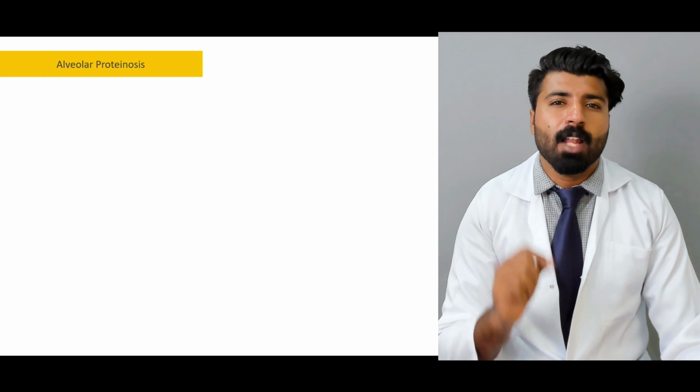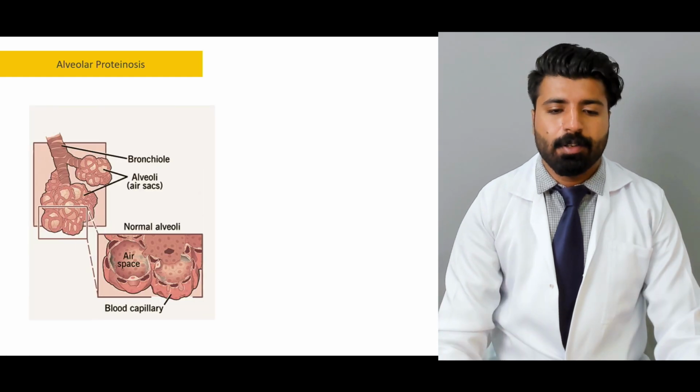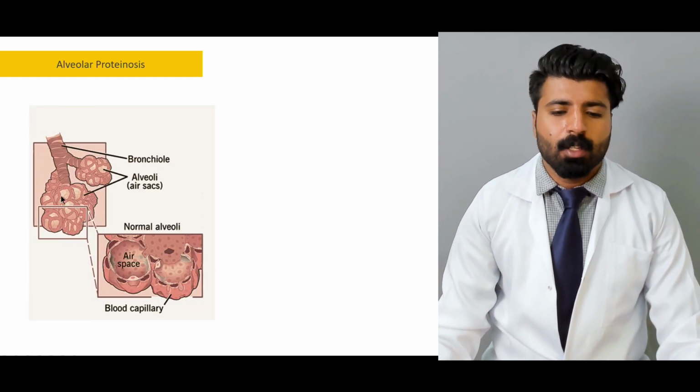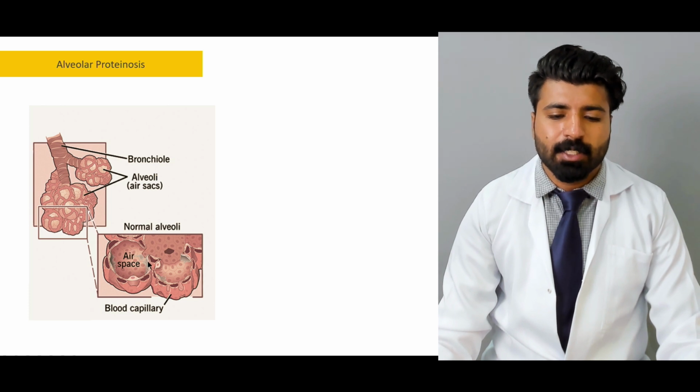Now we're going to talk about alveolar proteinosis. So we talked about how water affected it, how edema affected it, how the fluid affected it. Now we're going to talk about how protein is going to affect it. As you can see in this diagram, this is a normal structure of the lung. You can see these are bronchioles, these are alveoli, air sacs, and these are air spaces. This is a normal alveoli.